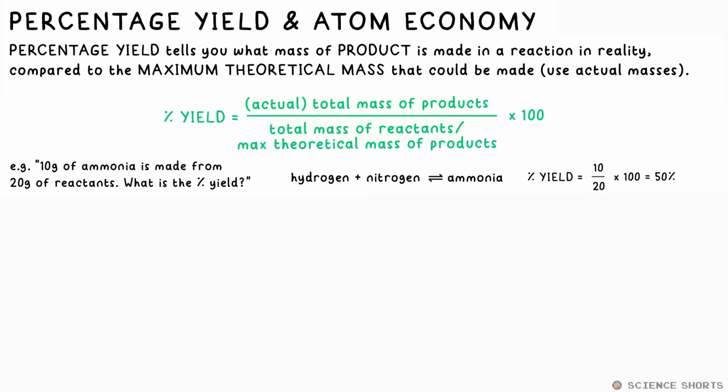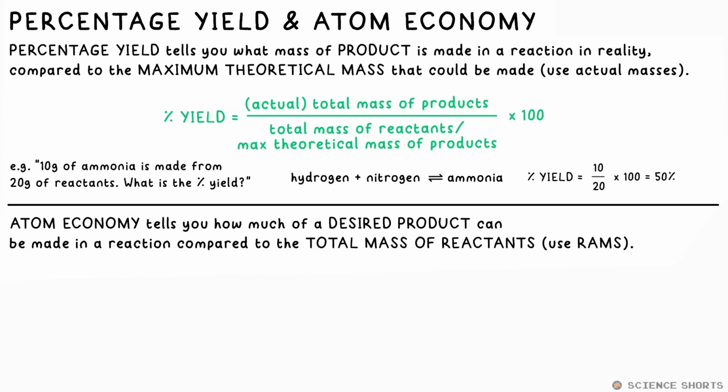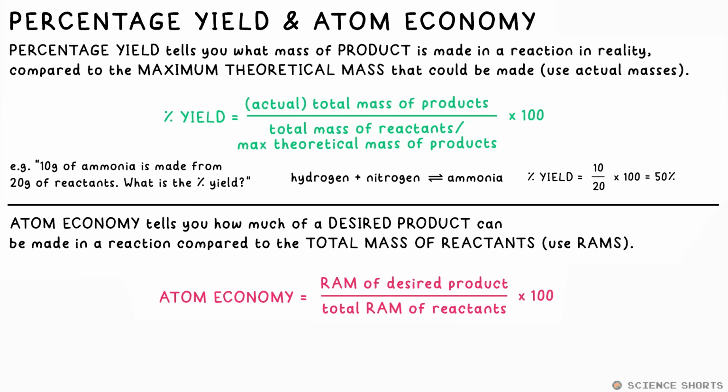Percentage yield is about what's happening in reality, so you can't predict what the yield would be from just the chemical equation. Atom economy, on the other hand, tells you how much of a desired product you get out of a reaction compared to the mass of the reactants that went in. You use relative atomic or formula masses to calculate this. You can think of atom economy as being like efficiency in a reaction. We calculate it like this: the RAM of desired product divided by the total RAM of reactants going in, which is actually the same as the total RAM of the product too, so there's a shortcut, times by 100.